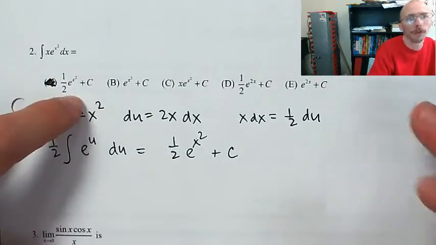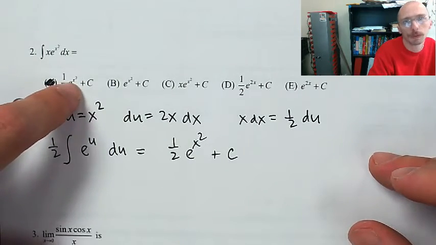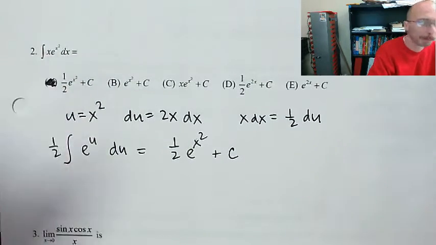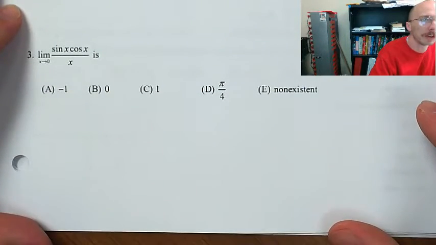Good. We could also have taken the derivative of this using the chain rule. That would be 1/2 e to the x squared times 2x for the chain rule, which would take care of that half. Okay. The limit as x approaches 0 of sine x cosine x divided by x.